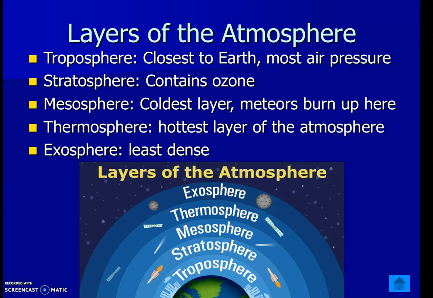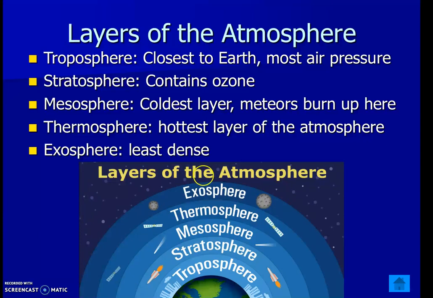The atmosphere is broken into layers. The layer closest to the Earth is the troposphere. It has the most air pressure because all the other layers are pushing down on it. Above that is the stratosphere. The stratosphere contains the ozone layer. Above that, we have the mesosphere, which is the coldest layer. Meteors that try to enter our atmosphere burn up here.